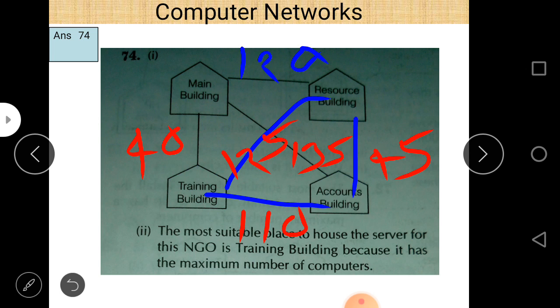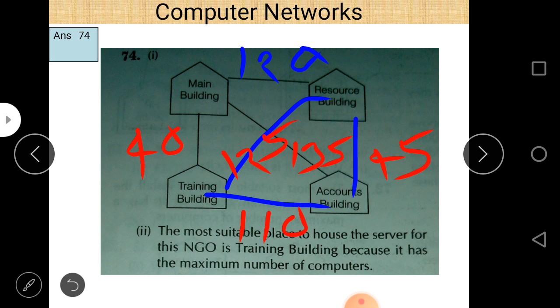And the second question is related to the server. The question is basically, suggest the most suitable building to house the server for the NGO, also provide a suitable reason for installation. So as we can see, the training building has the maximum number of computers, 250 computers are there, so we place the server in it. And why do we solve the second part before the first?